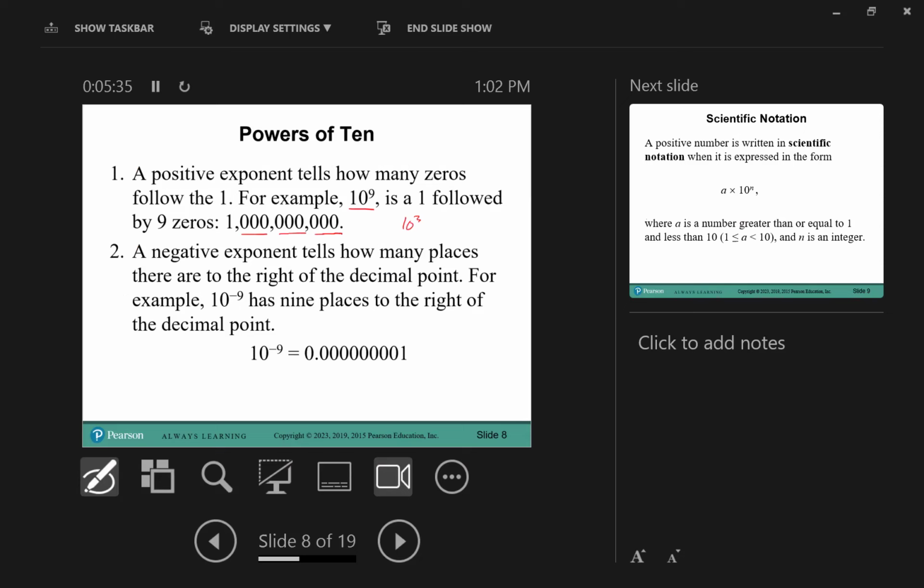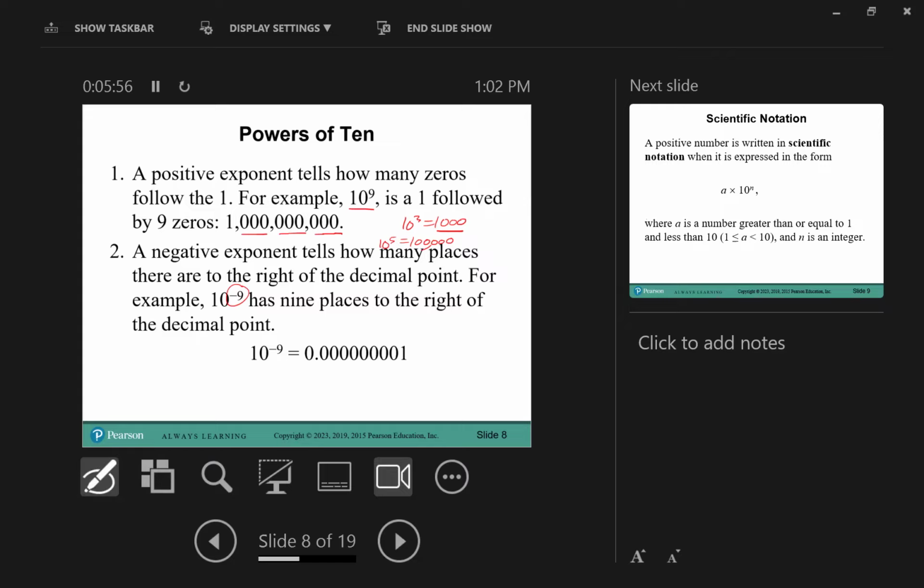10 to the third is going to be 1,000. It has 3 zeros. 10 to the fifth is a 1 followed by 1, 2, 3, 4, 5 zeros. Right? So whatever that power is will tell you how many zeros there are. But if I have a negative exponent, right, it can go the other way.